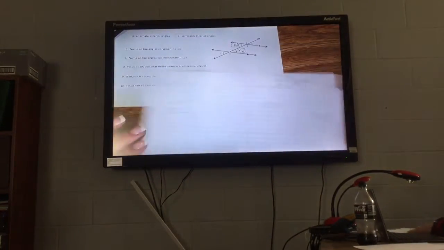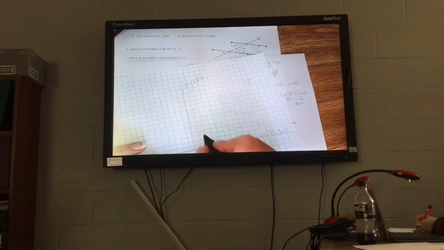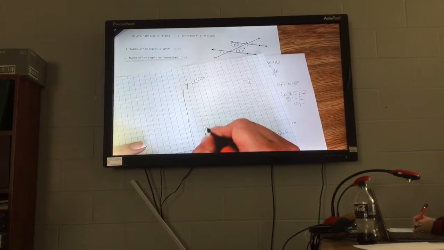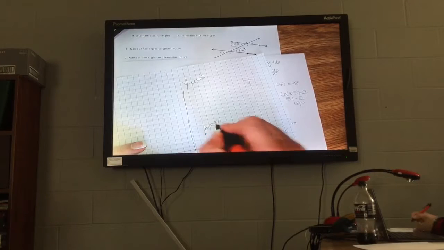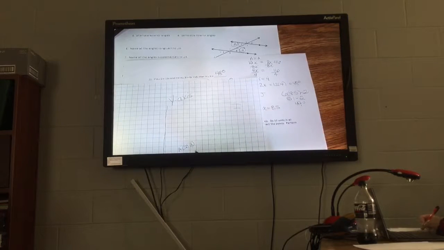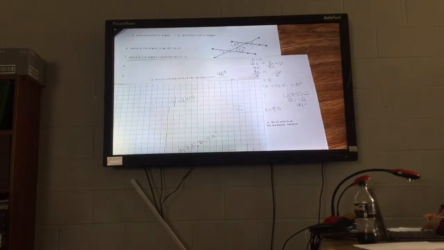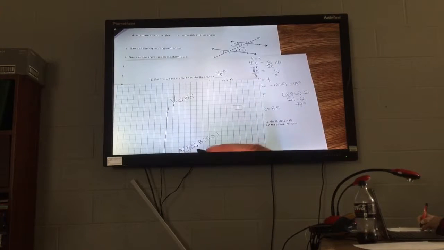It tells you to plot and label points. The ordered pair is 1, 2, and 1, 2, 3. It tells you to label 5, 5. So 1, 2, 3, 4, 5, and 1, 2, 3, 4, 5. So that's B. And C is 1, 2, 3, 4, 5, 6, 7, and 1. So that's your pre-image. It's what you started with.